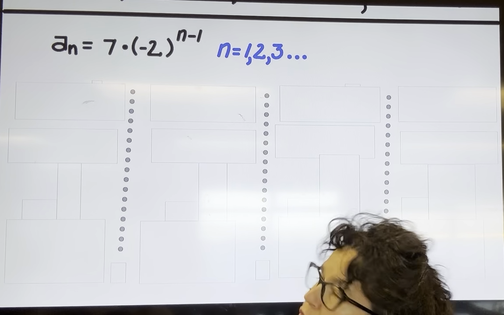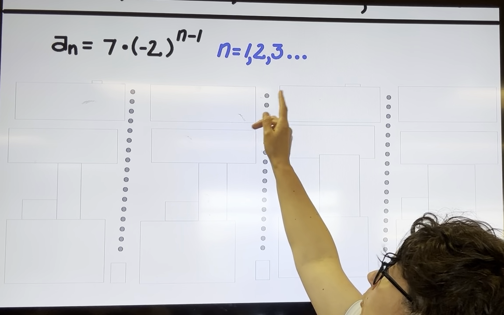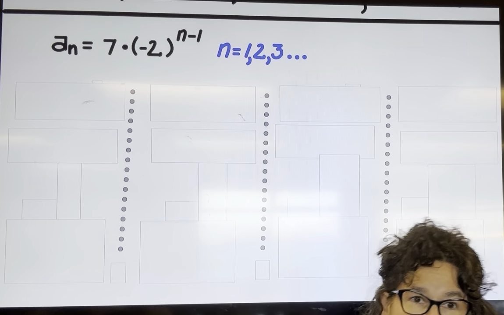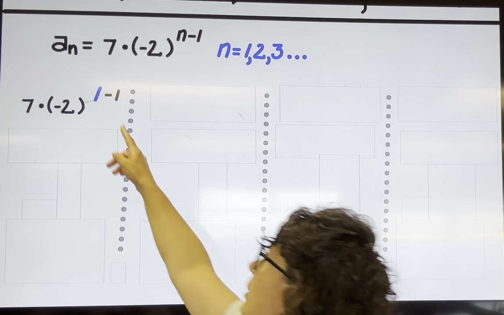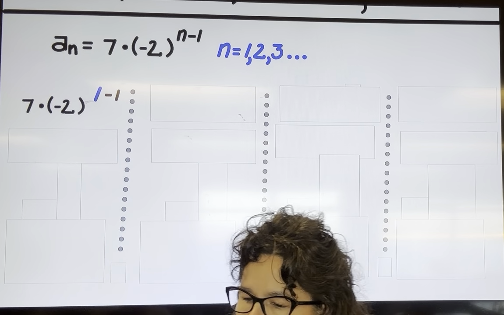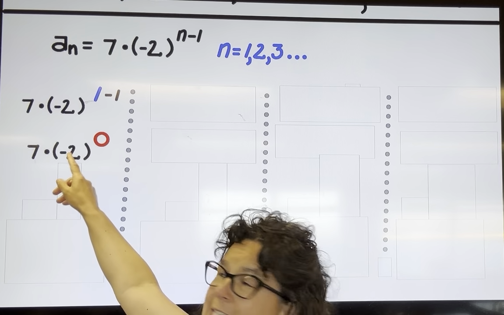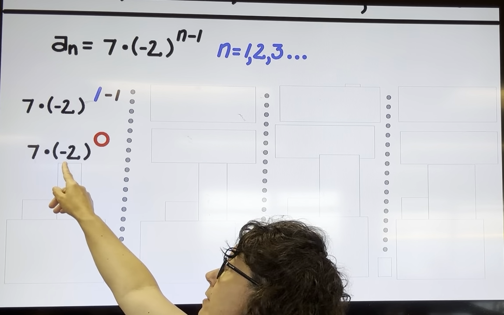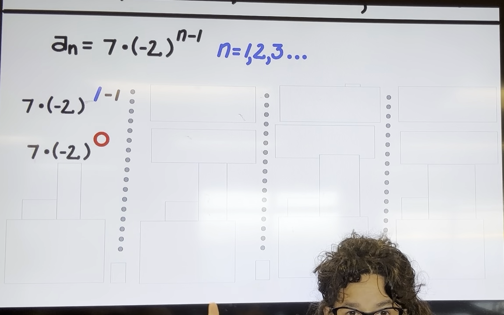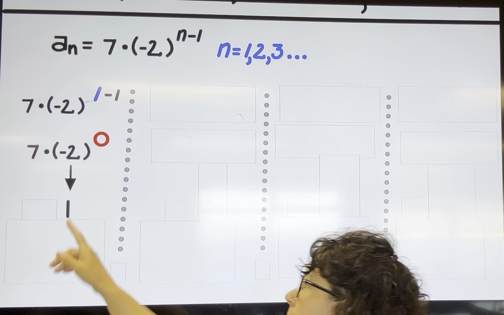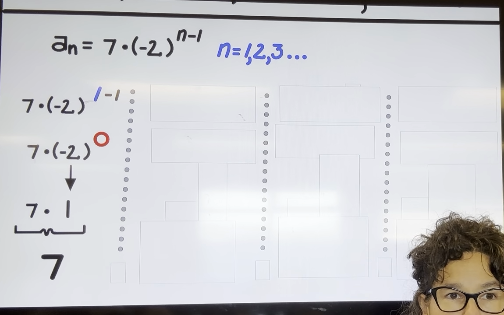Okay, one more quick example. I have this equation, and again, I just want the first four terms. So I'm going to replace the n with 1, 2, 3, and then 4. So if I substitute in for the n, I put in 1, 1 minus 1 is 0. Exponents first, any number to the 0 power, even though it's negative, anything to the 0 power is 1. So that's 1. And then in front of this, I still have times 7, and 7 times 1 is 7.